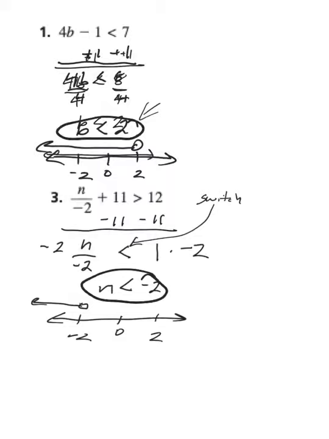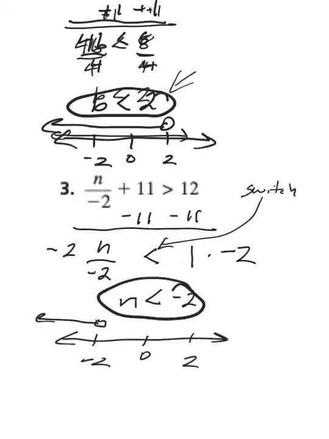The next question here, number 3, we have to subtract 11 first. Do the subtractions first, it makes it easier. You could, if you wanted, multiply everything by -2, that works too, but when you do the subtractions first, it's a little easier. Then I'm going to multiply in number 3. I'm multiplying by -2, which forces me to switch the sign, and I get n is less than -2. So if you got that wrong, please pause for a moment and just make sure you get it.